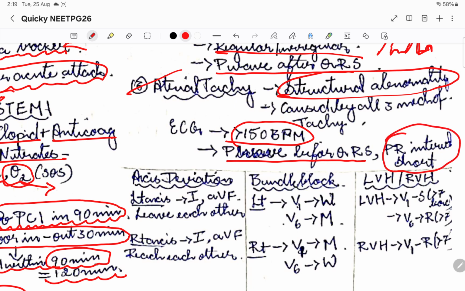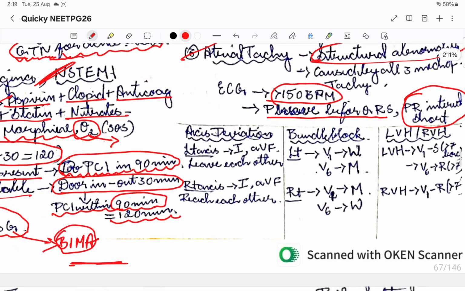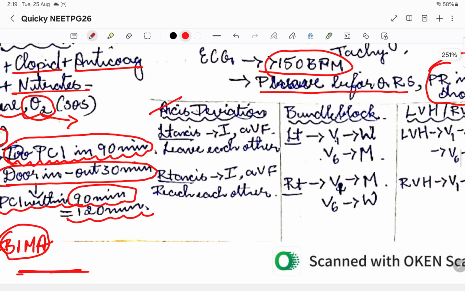Okay, so the PR interval will be shortened, so that is where the tachycardia is occurring. The other important arrhythmias are axis deviation, the bundle branch blocks, and the hypertrophy. In axis deviation, to differentiate between left axis and right axis, look at lead I and aVF.